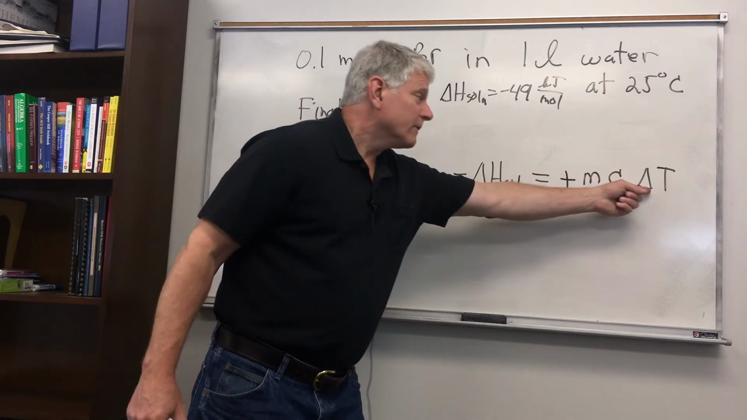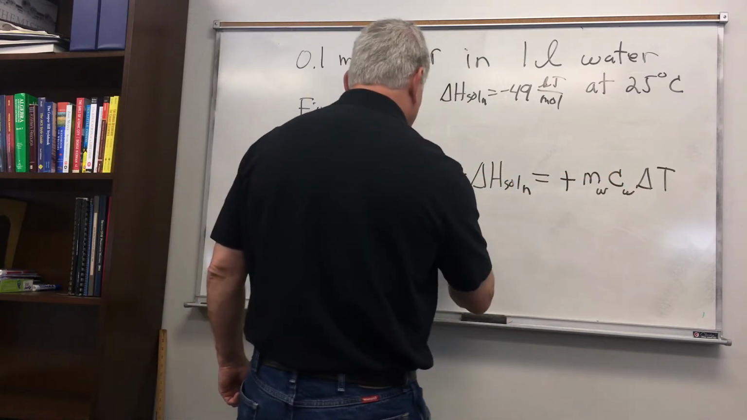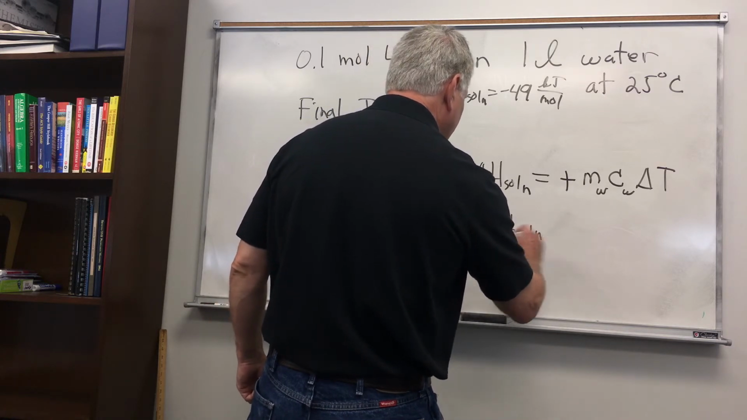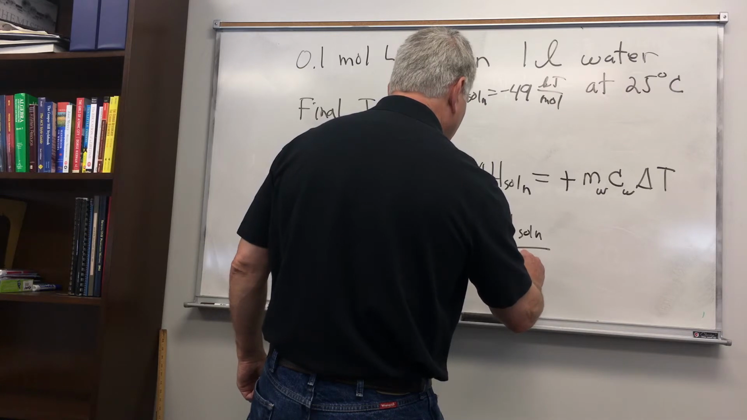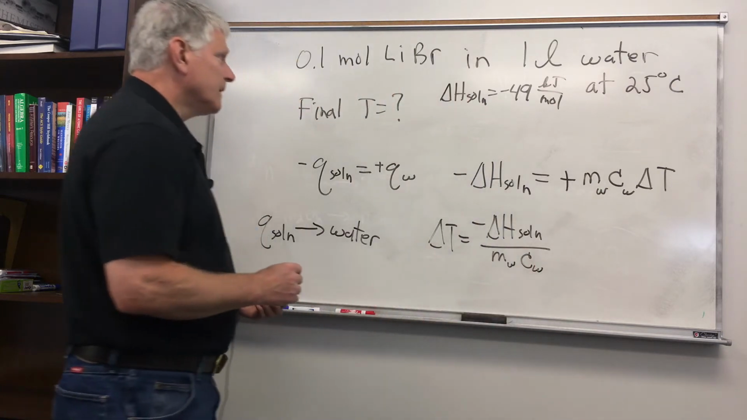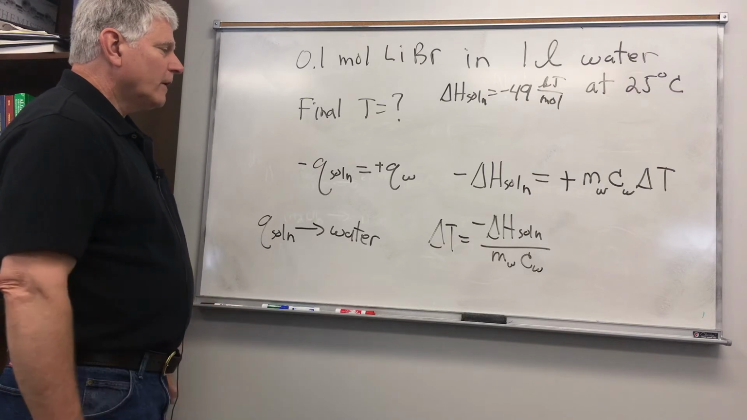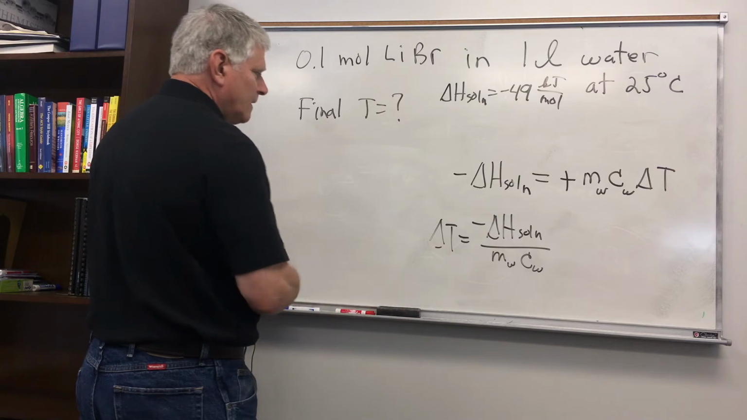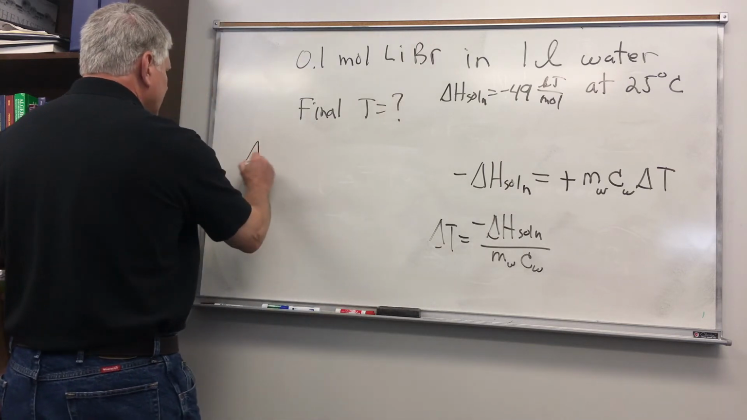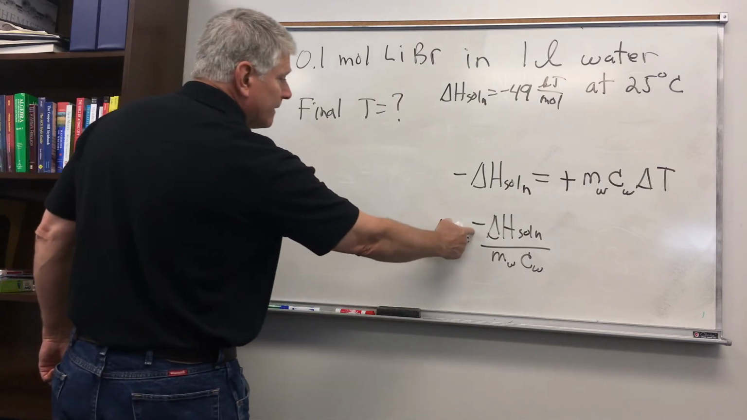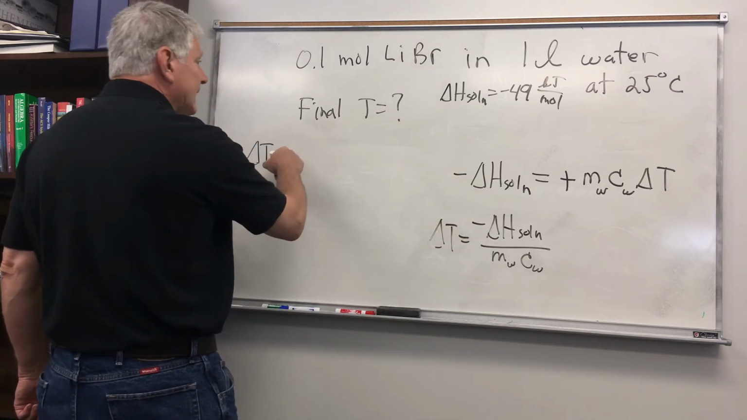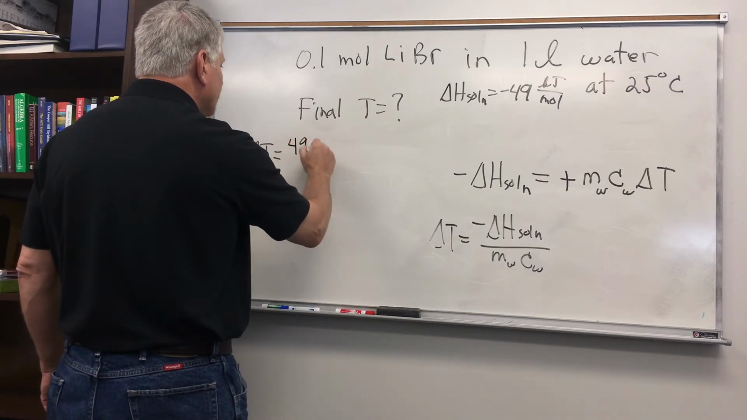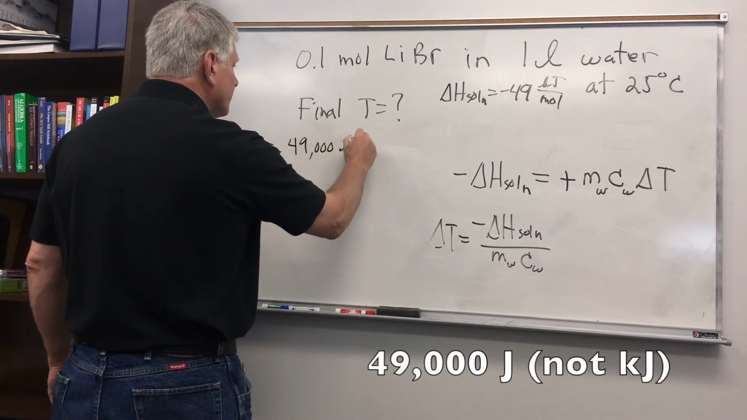So now I can solve for delta T. Delta T is equal to negative delta H solution over the mass of water and the specific heat of water. So I'm ready to plug numbers in. Delta T is equal to negative delta H solution. So I have a negative of a negative 49 kilojoules. That's a positive 49 kilojoules per mole.